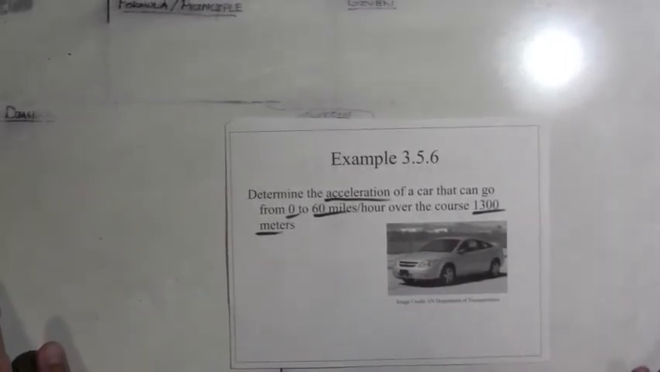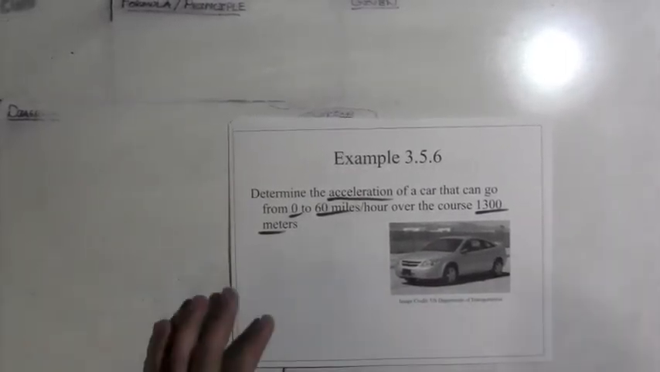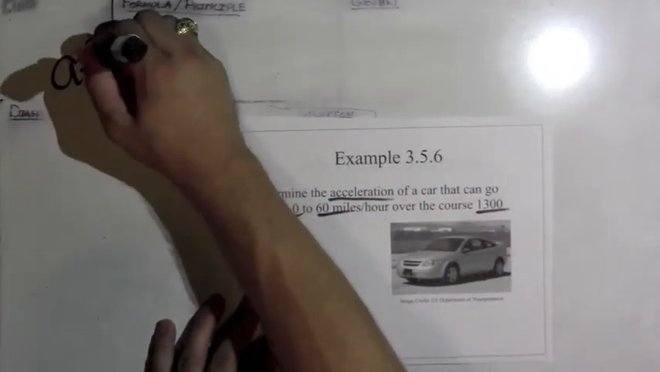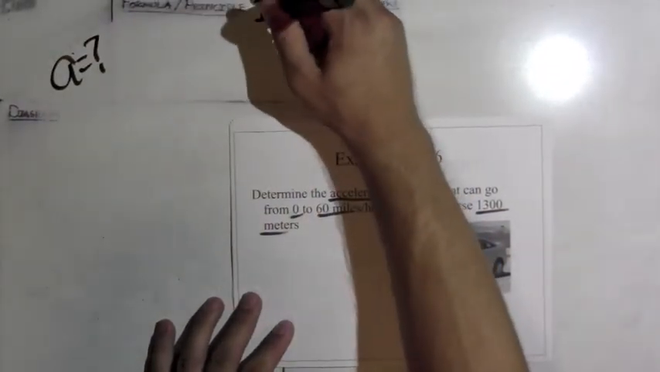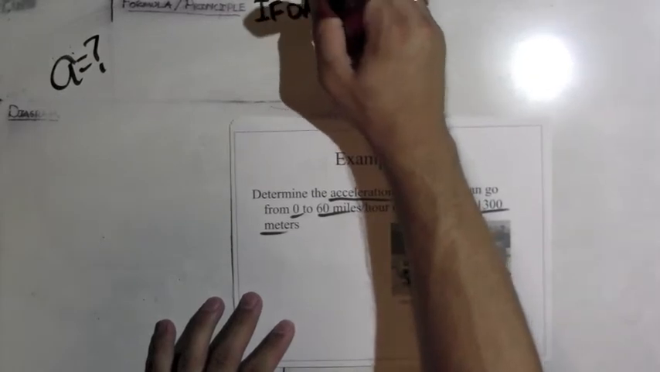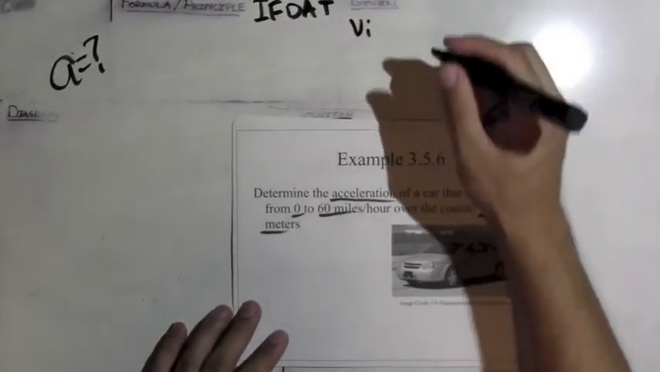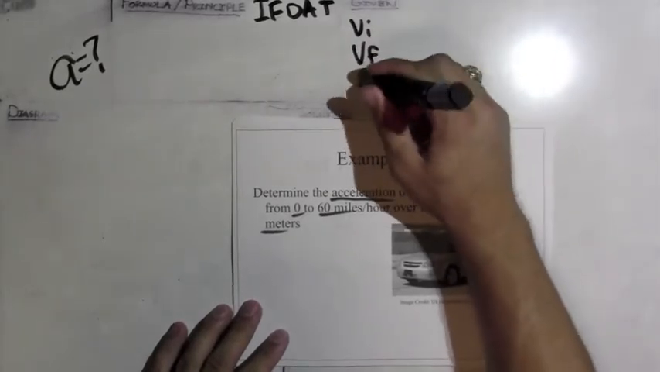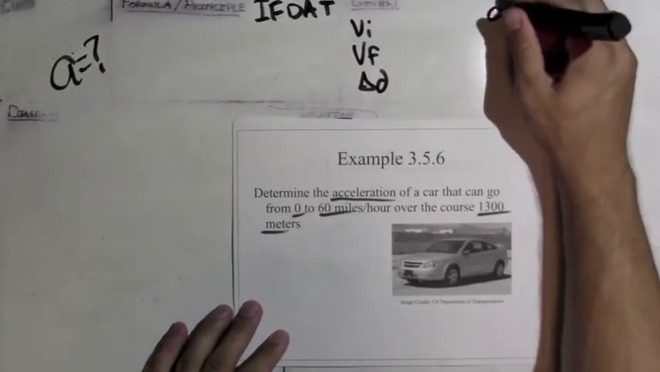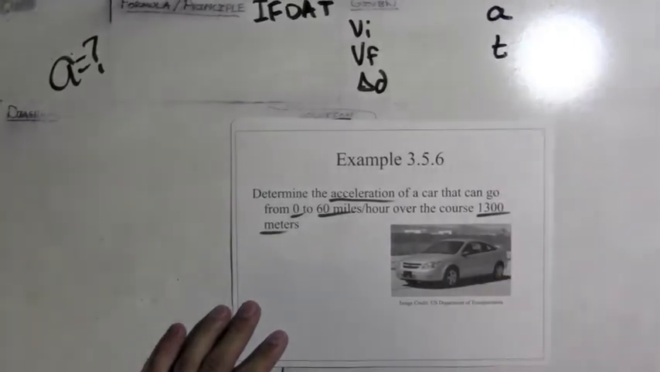So we're going to go ahead and take that acceleration and calculate it, but we're going to do it in standard units. So we are looking for acceleration, that is correct, and we are using IFDAT as our guiding principle. So let's say we've got initial velocity, final velocity, and distance, acceleration, and time.